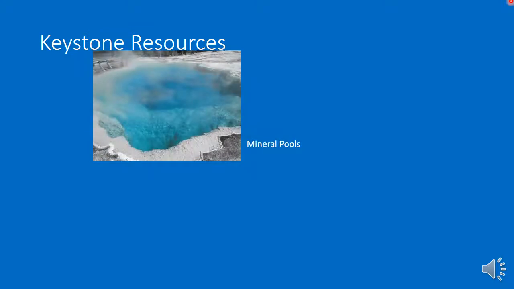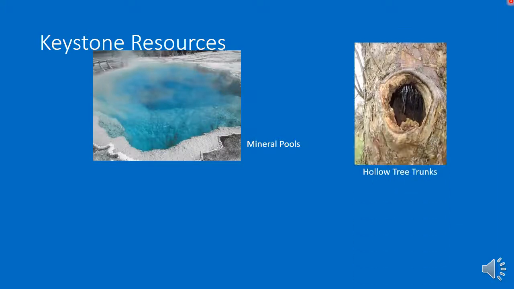So think of a hot springs, a mineral pool in Yellowstone National Park. This is going to be a really unique habitat. Lots of things are adapted to living in it. And so these mineral pools, they're keystone resources.